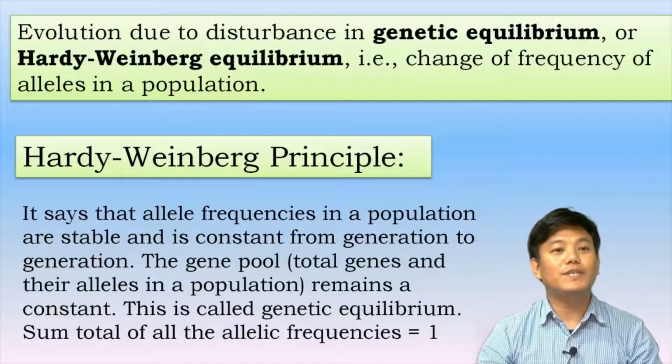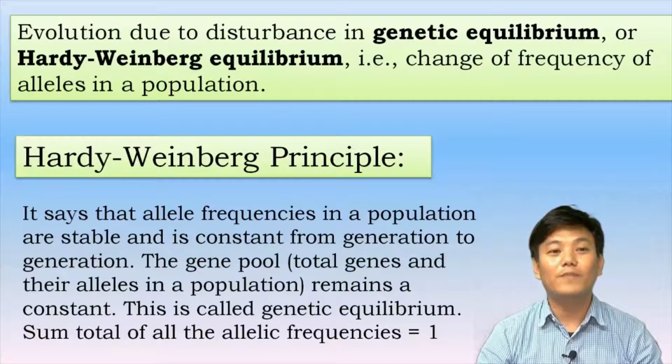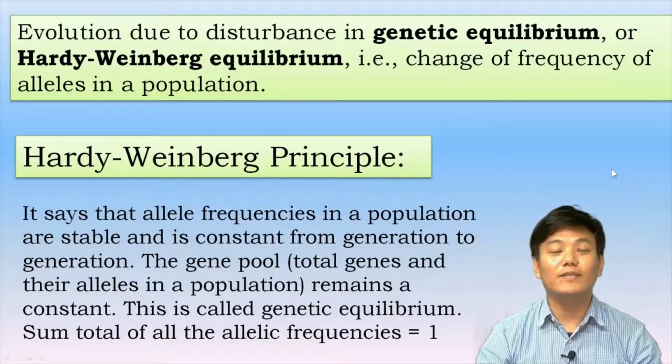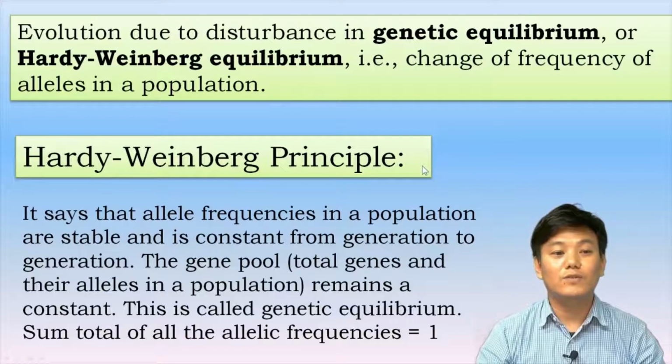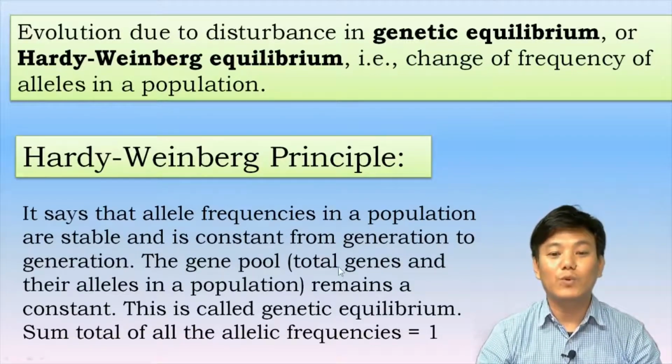In population genetics, evolution is said to happen due to disturbance in genetic equilibrium, or Hardy-Weinberg equilibrium, that is, change of frequency of alleles in a population. So let us see what Hardy-Weinberg equilibrium is. The Hardy-Weinberg principle says that allele frequencies in a population are stable and constant from generation to generation. The gene pool, the total genes and their alleles in a population, remains constant.